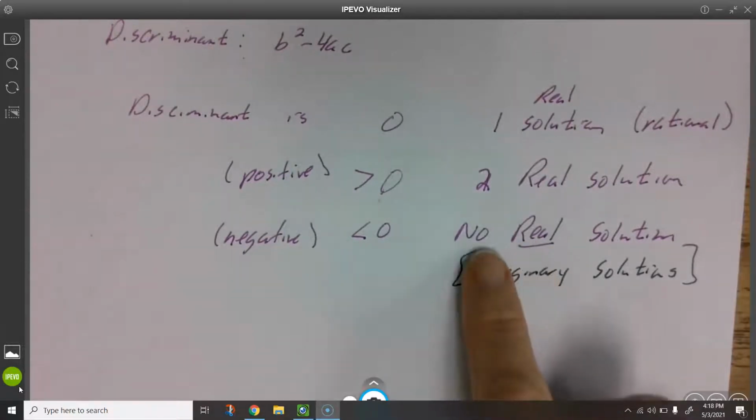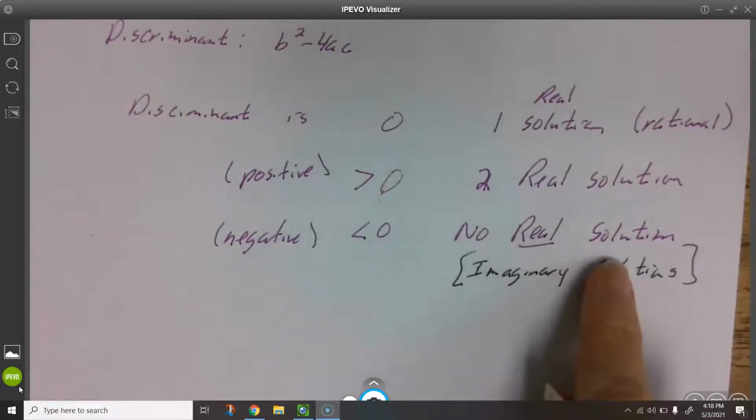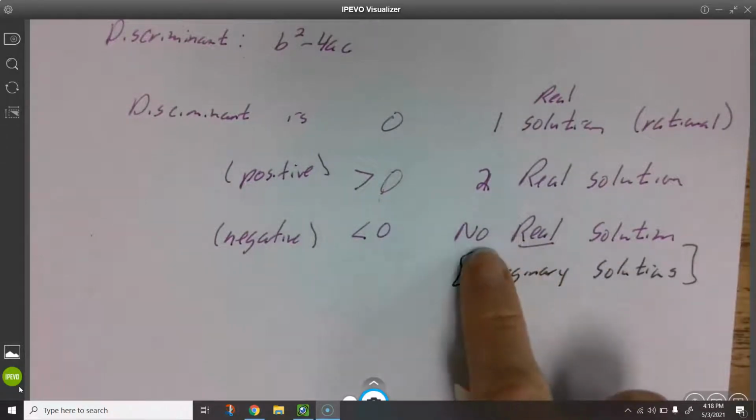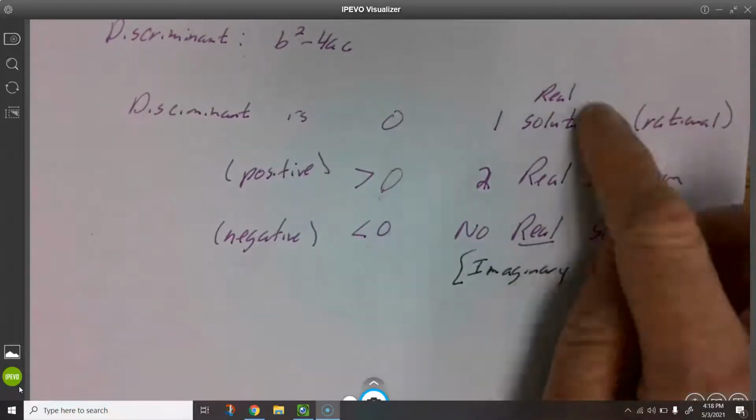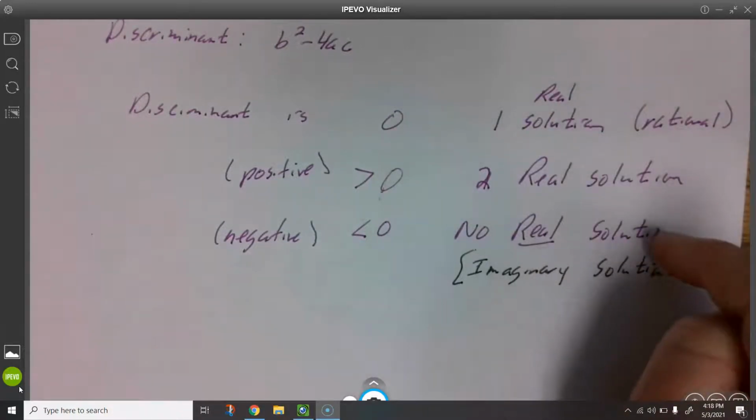So do not write no solutions, because that is wrong. It is no real solutions. Now on these, I don't care if you put the word real on there or not. But on this one, you can't just say no solution.